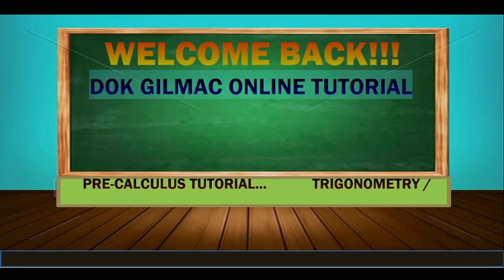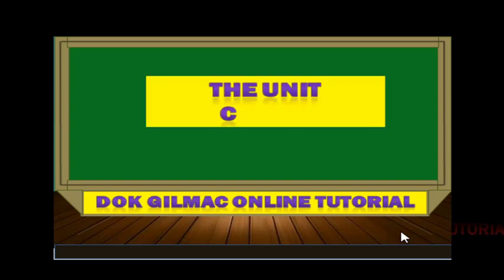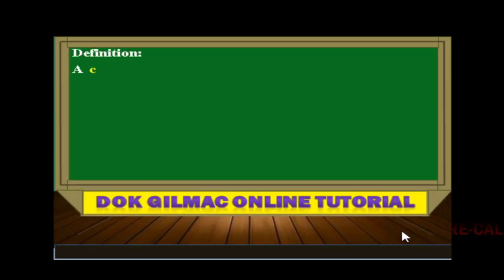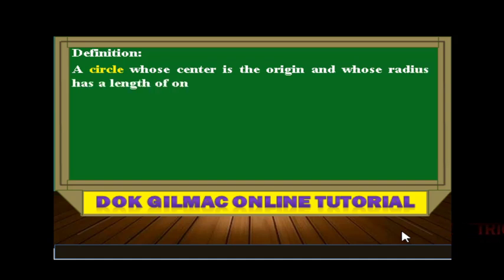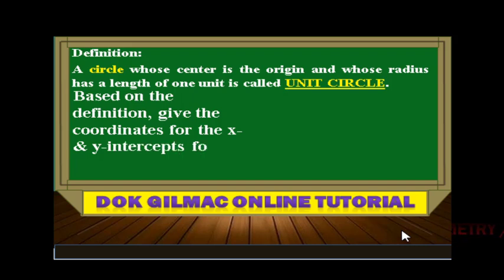Trigonometry or pre-calculus tutorial. The topic I'm going to discuss for today's tutorial is all about the unit circle. Consider the definition: a circle whose center is the origin and whose radius has a length of 1 unit is called a unit circle. Based on the definition, give the coordinates for the x and y intercepts for the diagram to the right.